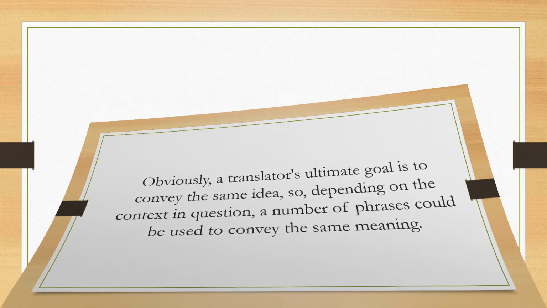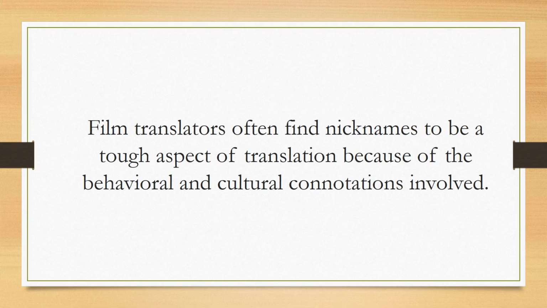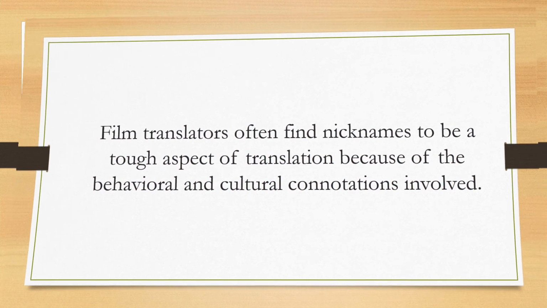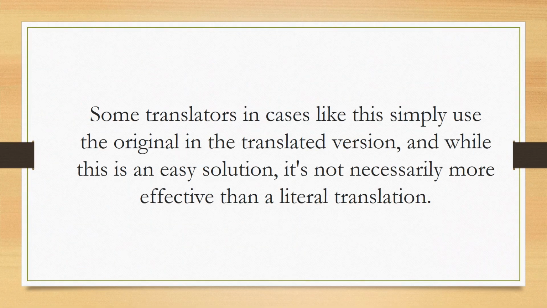Nicknames. Film translators often find nicknames to be a tough aspect of translation because of the behavioral and cultural connotations involved. When we have a character known as Sticky Fingers, we would automatically assume it means that person is a kleptomaniac, while the Dutch version of Plakkerig Vingers could fall very flat indeed. Some translators in cases like this simply use the original in the translated version, and while this is an easy solution, it's not necessarily more effective than a literal translation.